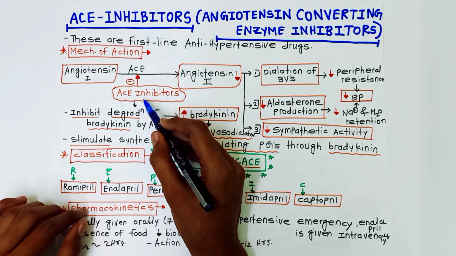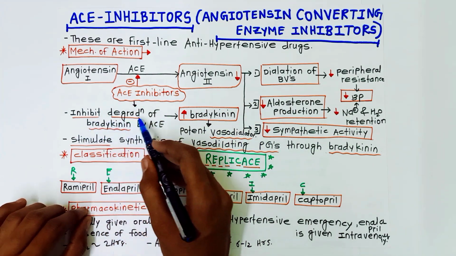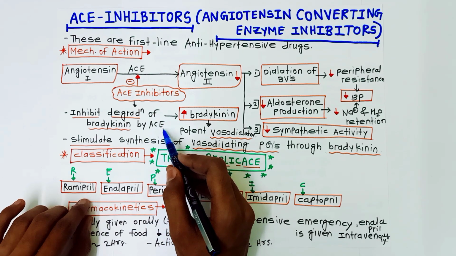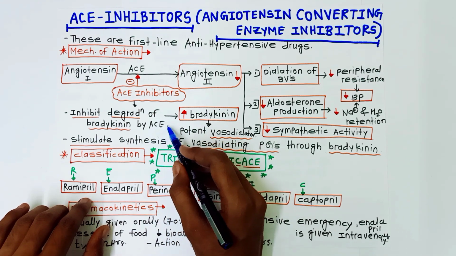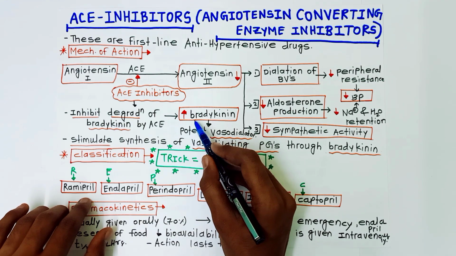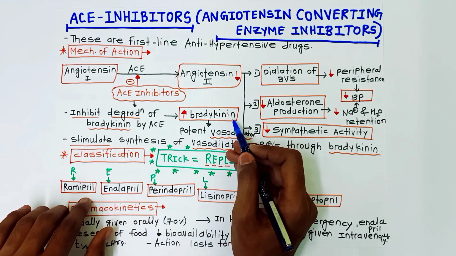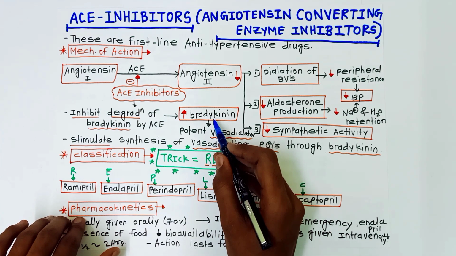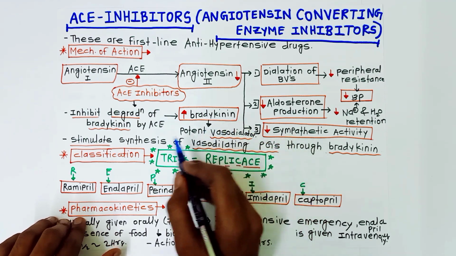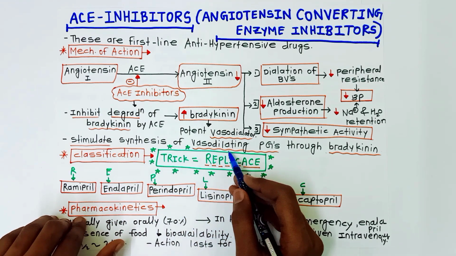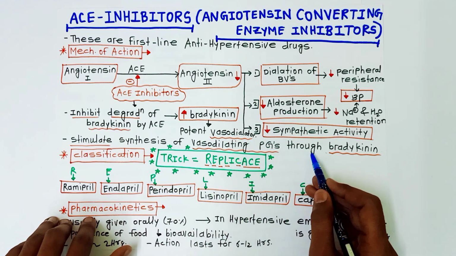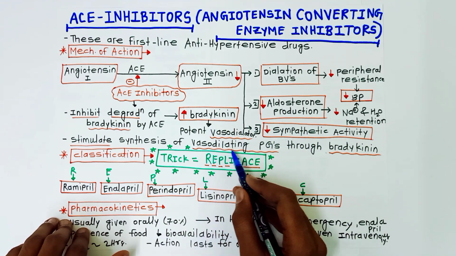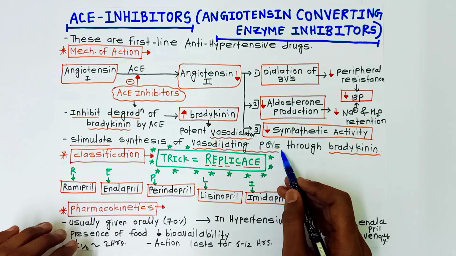Other effects that ACE inhibitors cause is they inhibit degradation of bradykinin by ACE enzyme. Okay, so that's why there is increase in levels of bradykinin, which is a potent vasodilator. So it has various vasodilating effects on the body. They stimulate the synthesis of vasodilating prostaglandins through bradykinin. So this bradykinin produces various vasodilating prostaglandins.